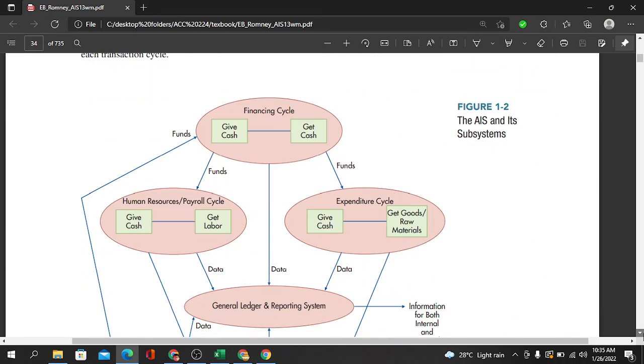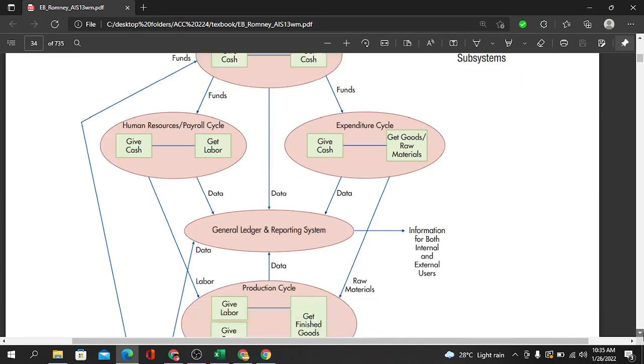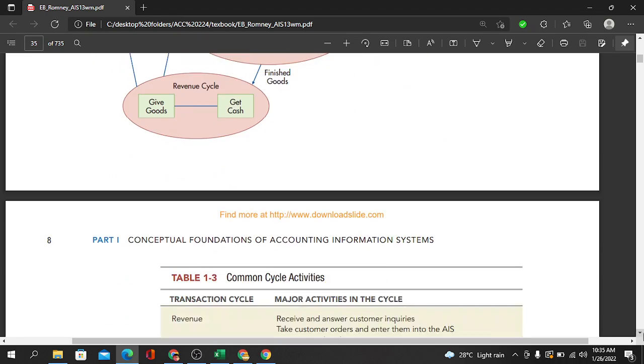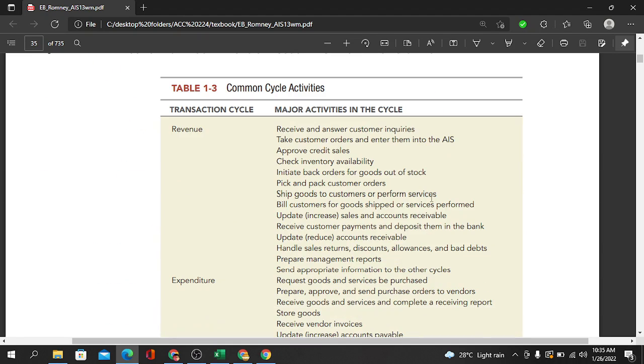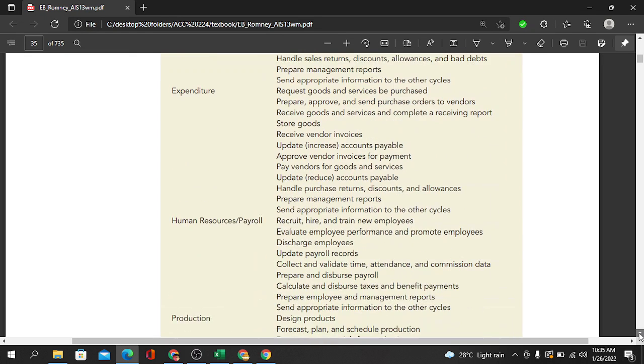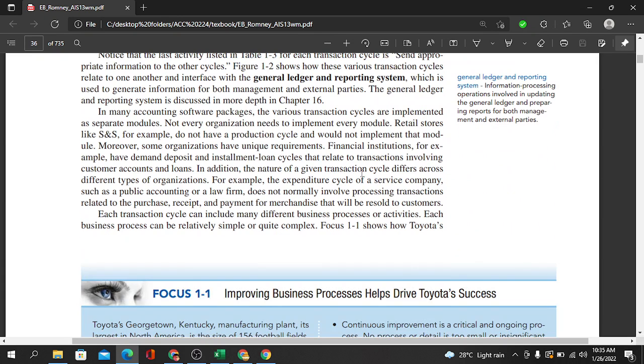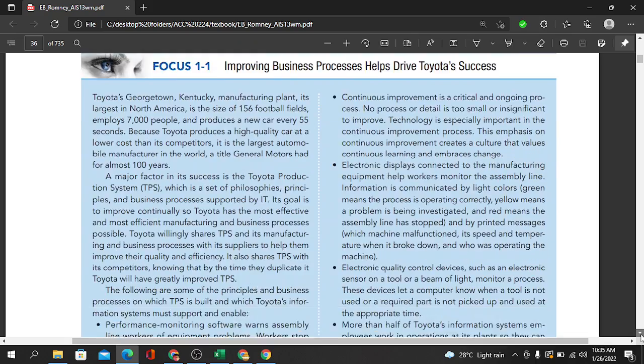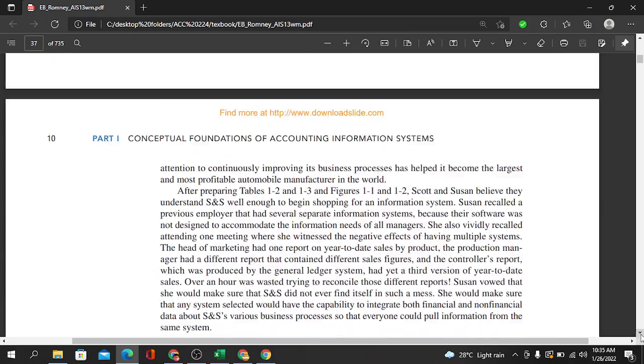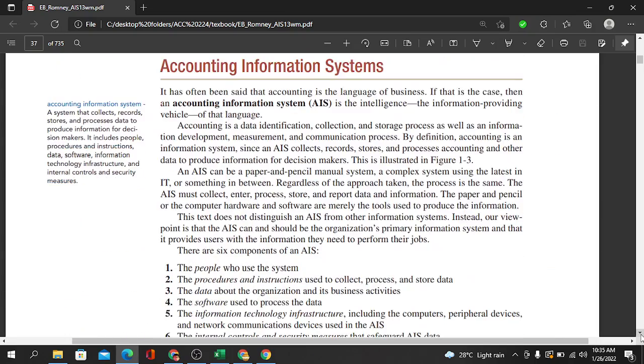Anyway, we have give and get, which was discussed in our interactive content. And then we have the common cycle activities. So please read it again. The GL system is part of our final, and we will discuss it. We just focus on the internal control. Okay, back to the AIS.